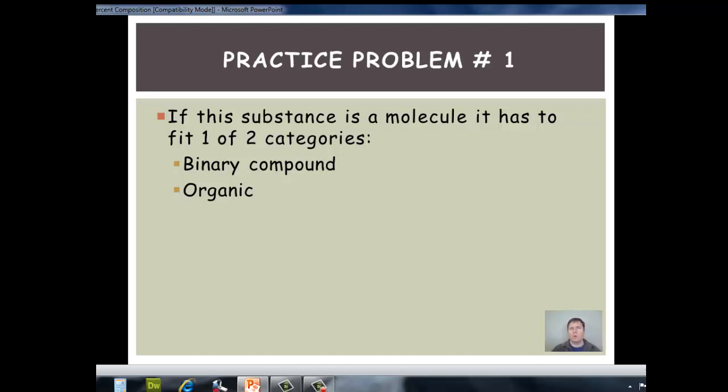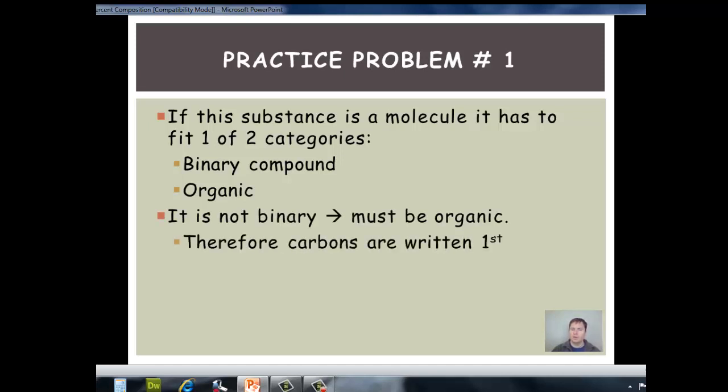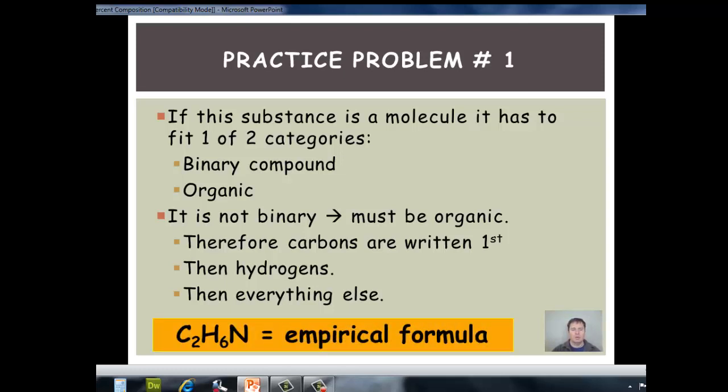Okay, well, what order do our organics go together? A good one to think of is glucose, C6H12O6. Keep that in your mind. Well, we always put the carbon first. Then we write the hydrogen, then we write whatever else is left. In the glucose case, it's oxygen. So if we take those ratios we just figured out, we end up with C2H6N. All right, so that is our ratio there.